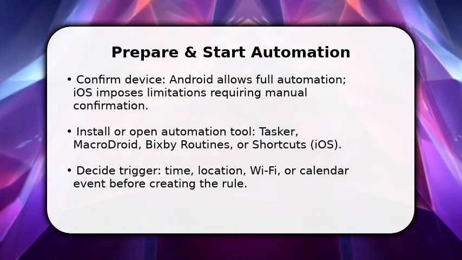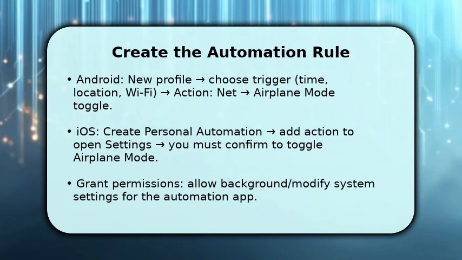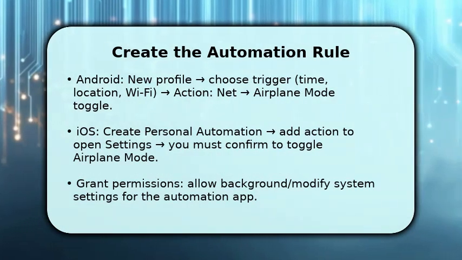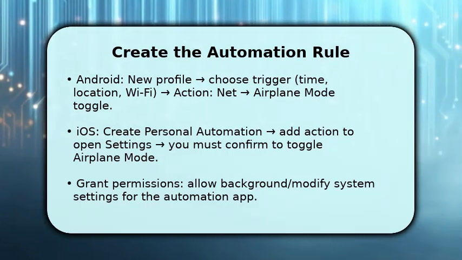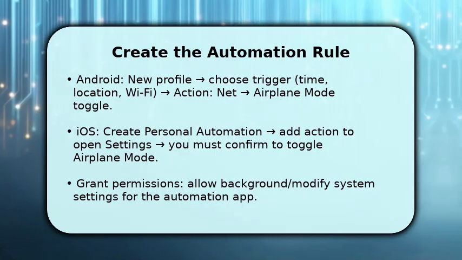Now build the rule. On Android, make a new profile, select your trigger, for example, time or Wi-Fi SSID, and add an action. Net → airplane mode toggle. Grant modify system settings if requested.